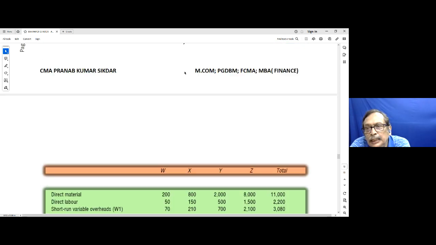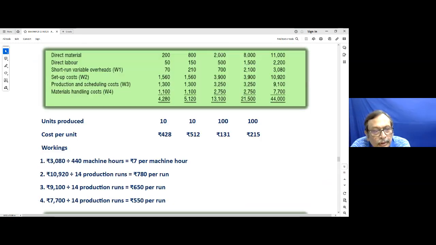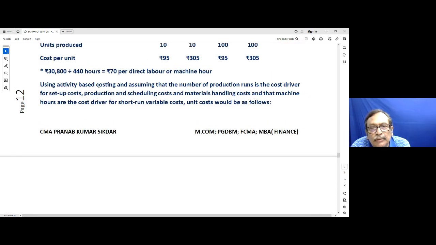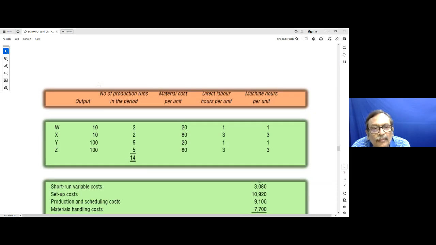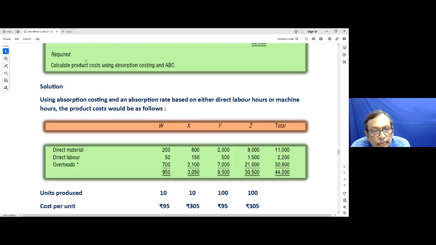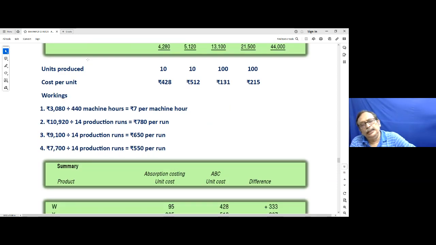Then 10,920 is the setup cost. So we are taking into consideration 10,920 and 14 production runs. Just have a good look at the question. The number of production runs totals 14, that is 2, 2, 5 and 5. So 10,920 divided by 14 production runs comes to rupees 780 per run.